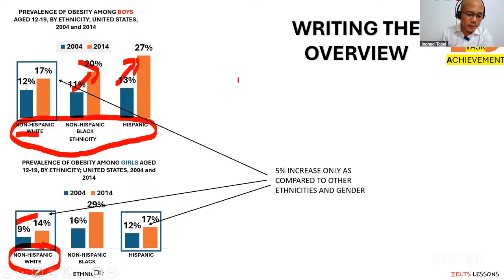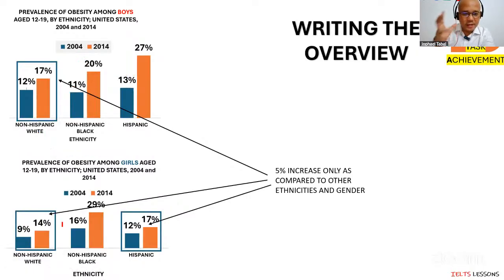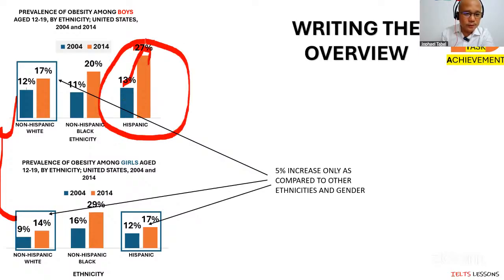Now you can also vary your statement. You can say the least affected ones are the non-Hispanic white groups, or you can also say the most affected ones are maybe the Hispanic boys. So there is a significant growth here, 12 to 27, 13 to 27. Yes, so you can choose this option here. The least affected ones are both of these, or you can say that the most affected ones are those in the Hispanic boys ethnic group.